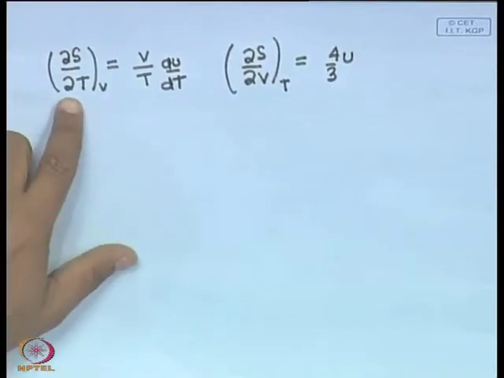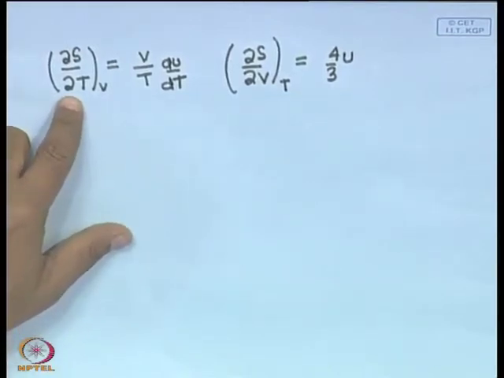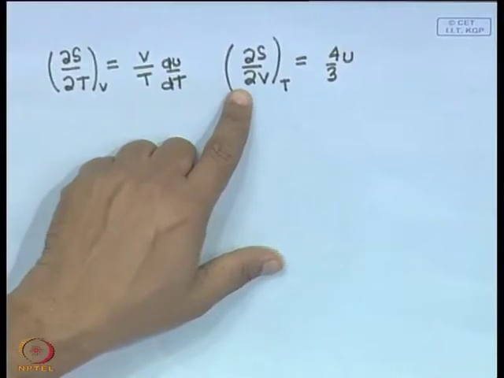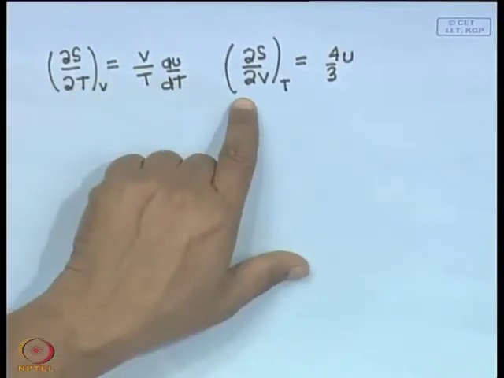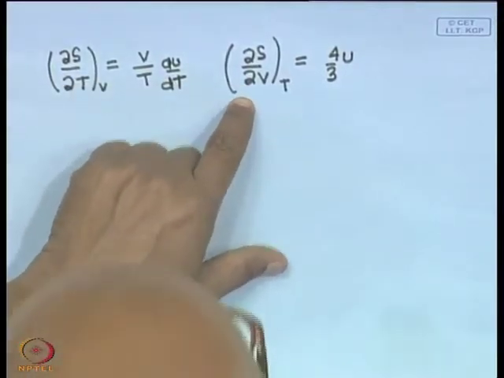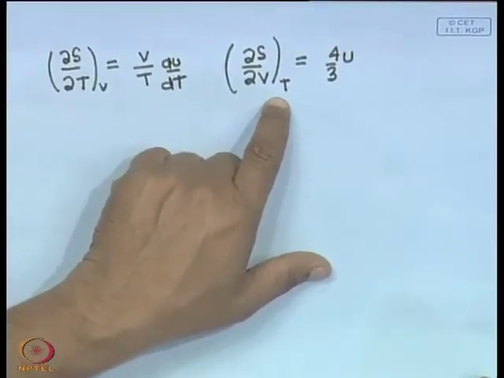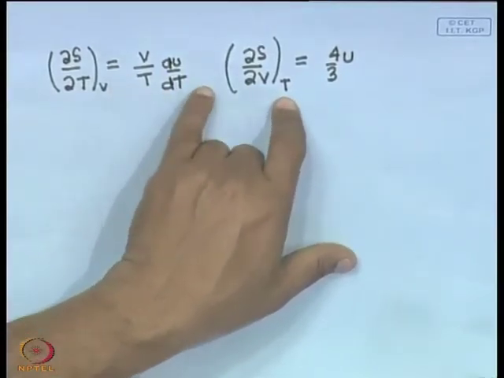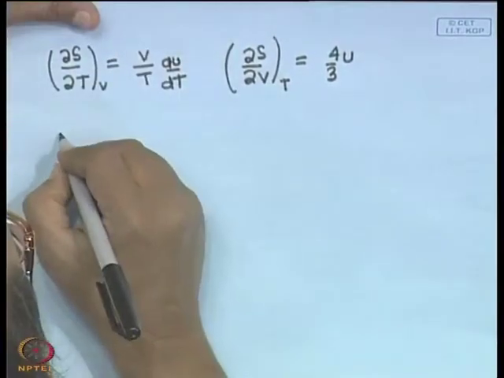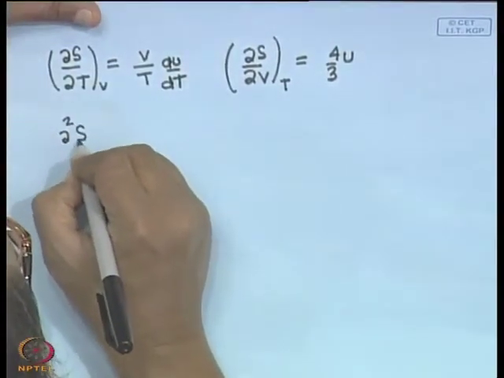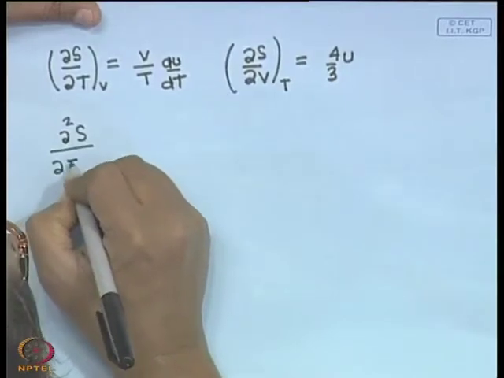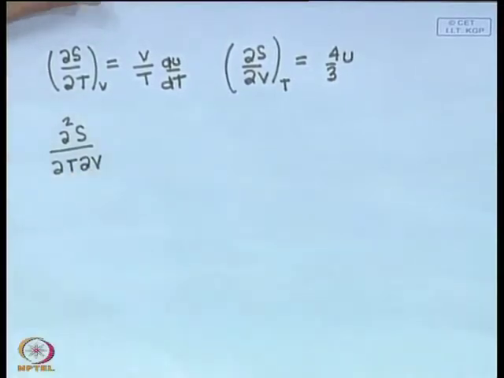Now, if I differentiate this with respect to V at a fixed temperature, and if I differentiate this with respect to T at a fixed volume, then the resultant should be equal, right, because the resultant then should be del square S del T del V.